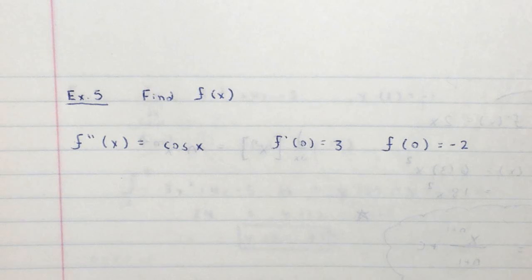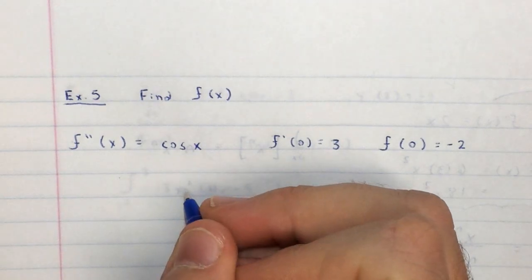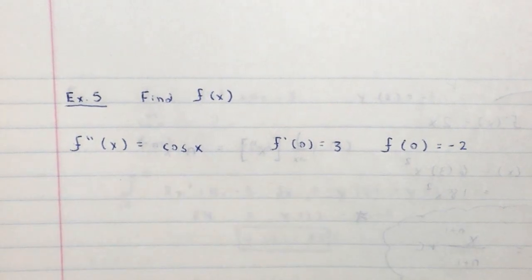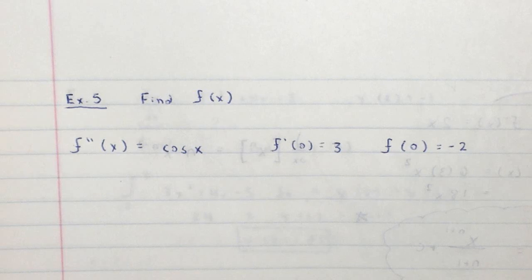I need to integrate this somehow. But in this case, how many times do you think I'm going to need to integrate? Twice, because I'm given the second derivative. That's the first hurdle we need to jump over. So, I have cosine of x. I need to get to the function, so I'm going to integrate.